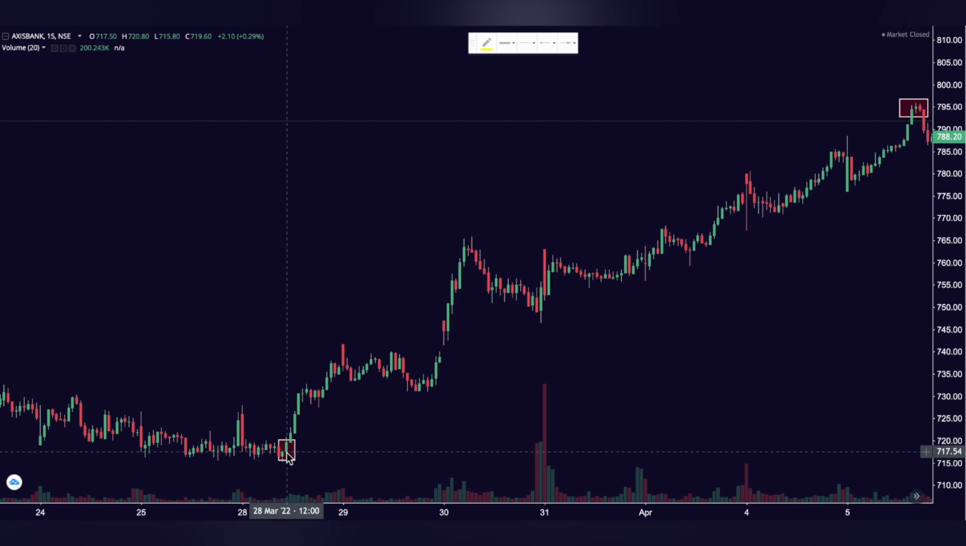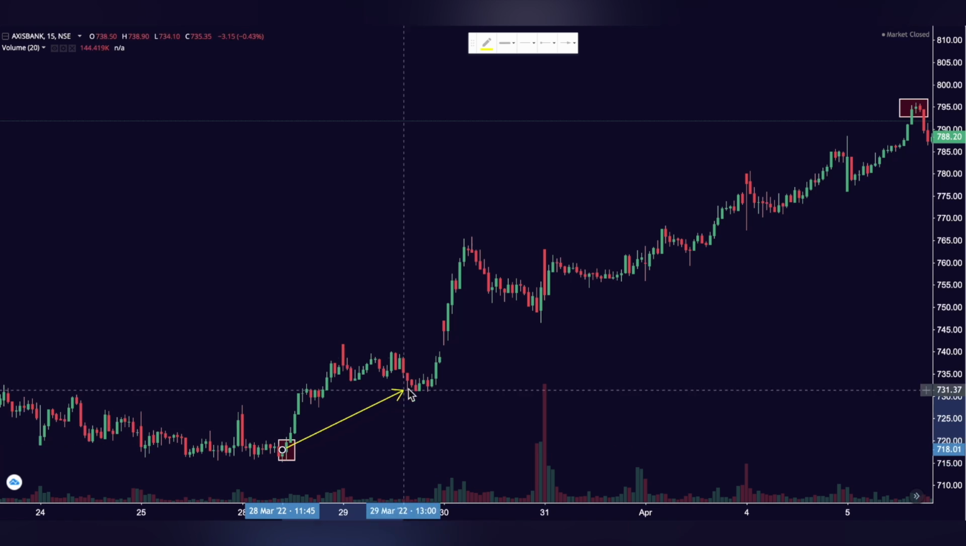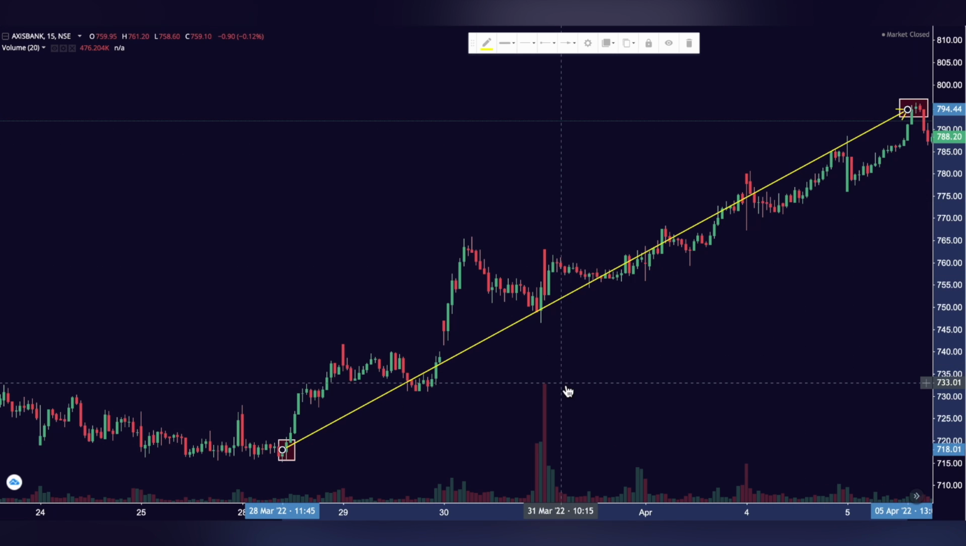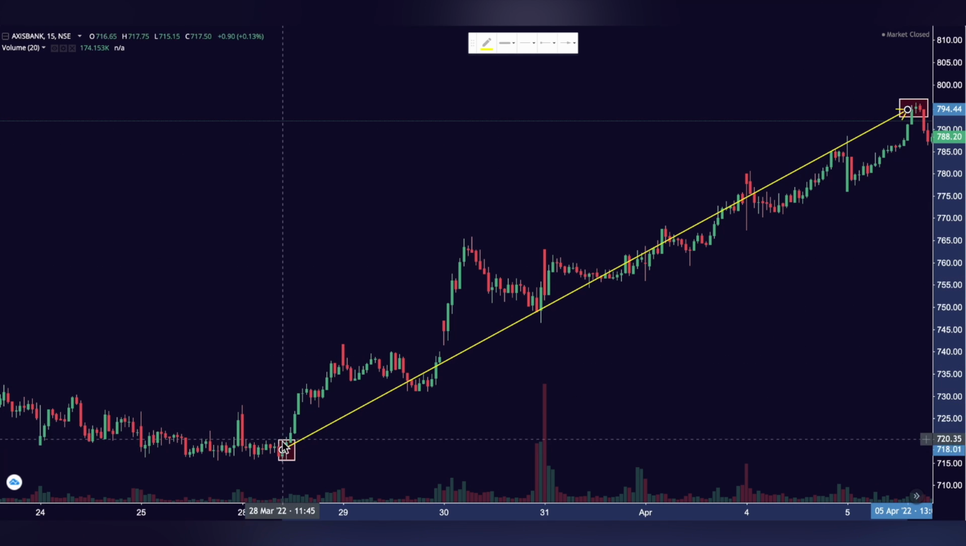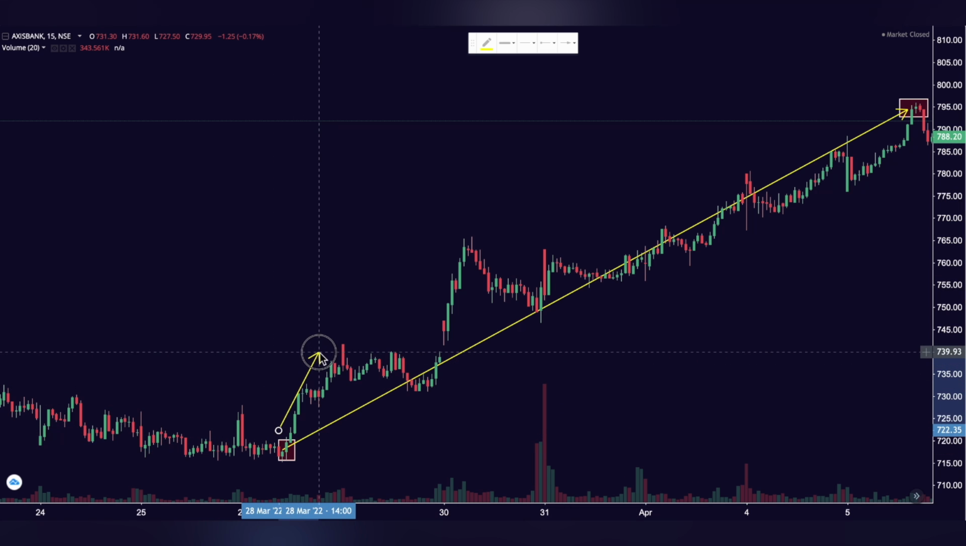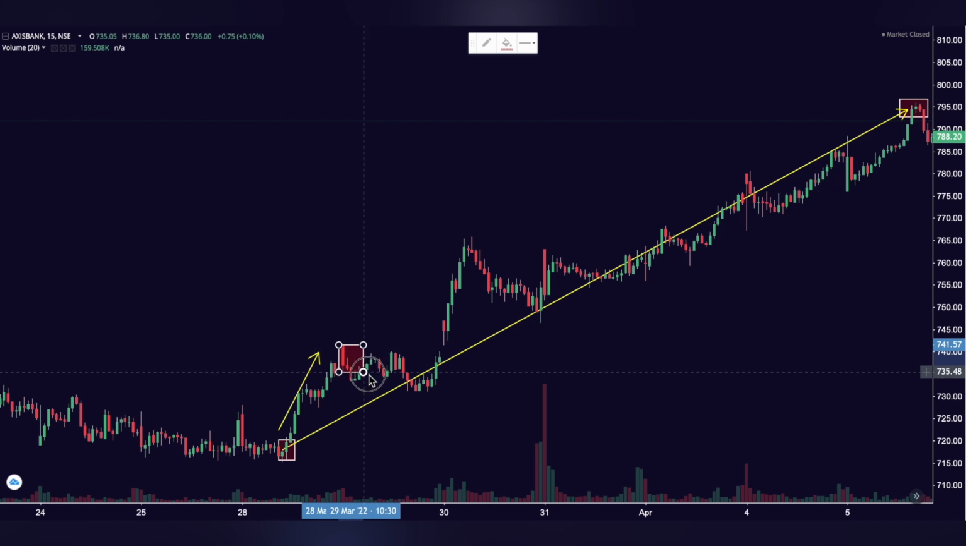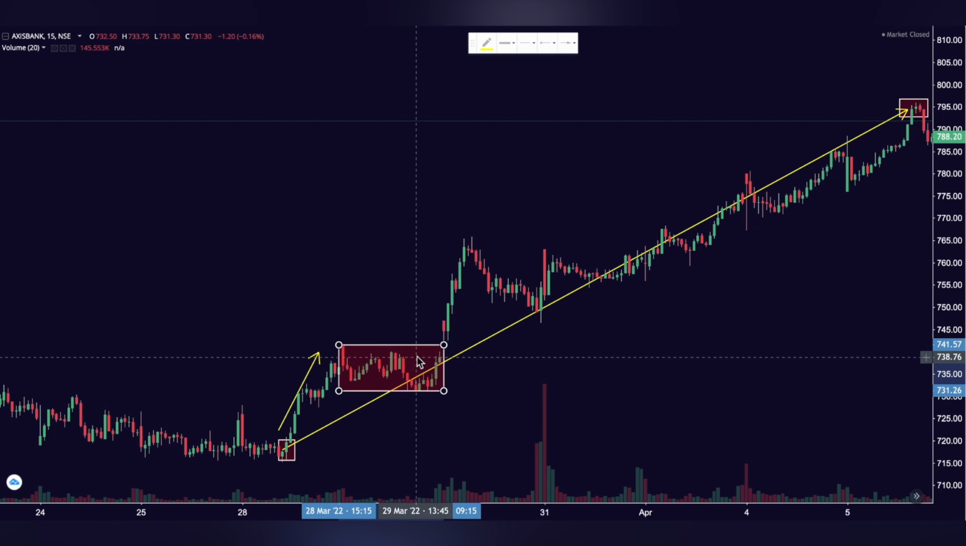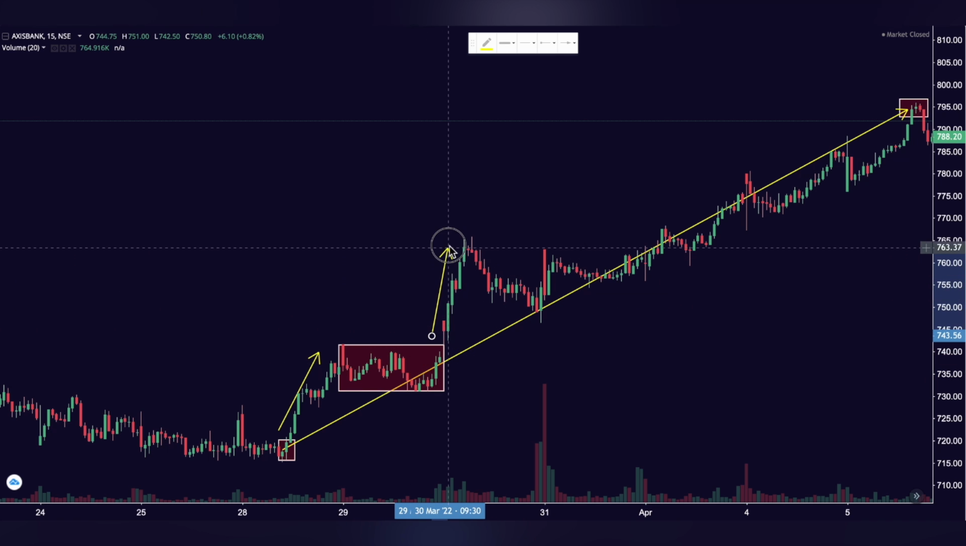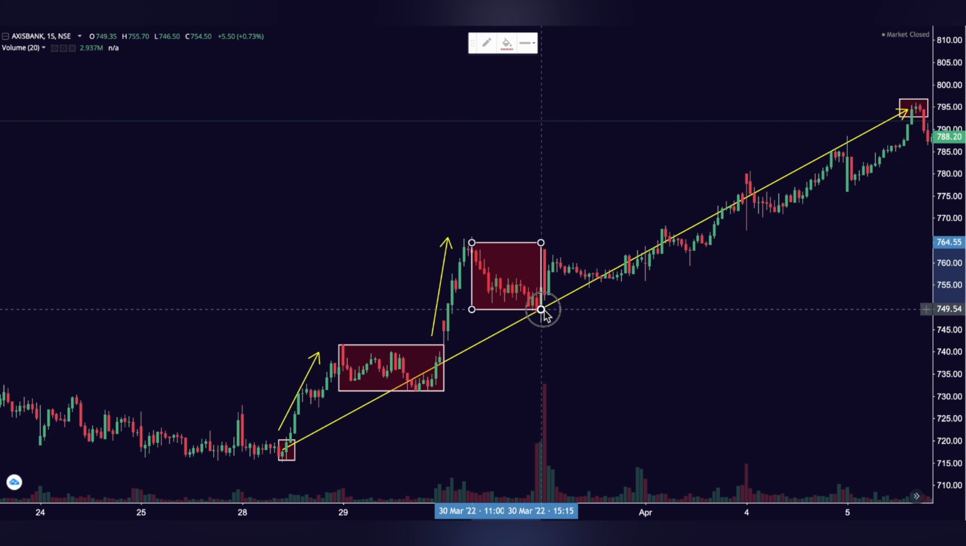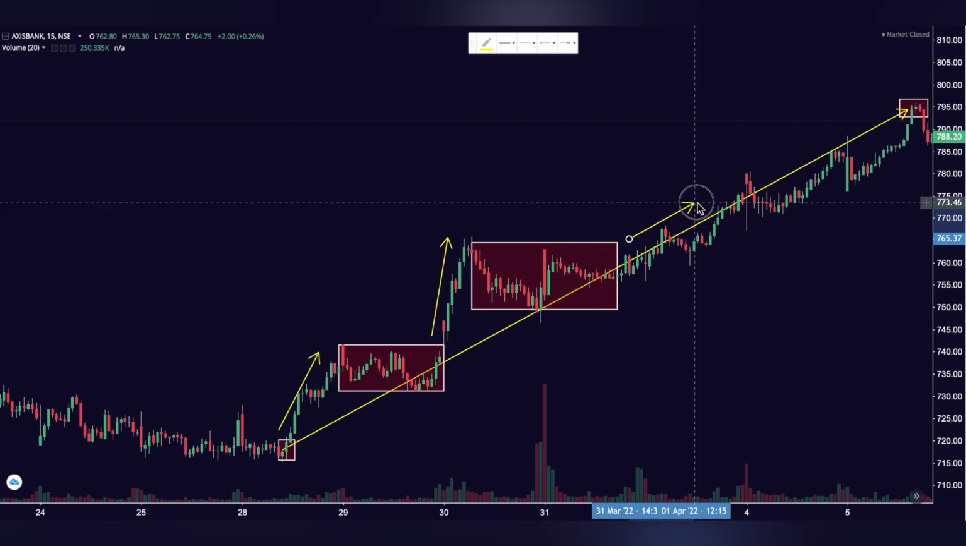Now tell me, from 715, did the stock directly reach this level? No, right? We can clearly see that from this level, the stock went up, there was a good rally. After that, it created a swing high, then there was consolidation. You can call this consolidation, pullback or retracement, anything you want. I'll call it consolidation. Now after this consolidation, can you see the stock going up? After creating one more swing, this stock again retraced. Now after this consolidation, again a huge rally.